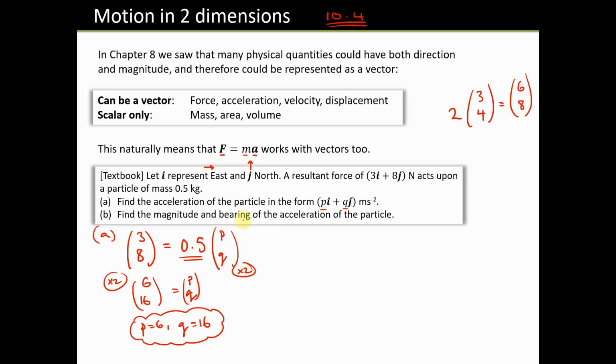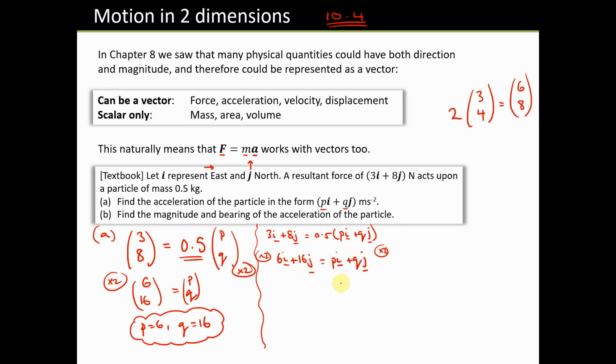If we solved it in the ij form, so I'll do an alternate solution for this, seeing as I don't have too many examples to go through, we could also solve it as 3i plus 8j equals 0.5 brackets pi plus qj. And then when we times by 2 again, we have 6i plus 16j equals pi plus qj.